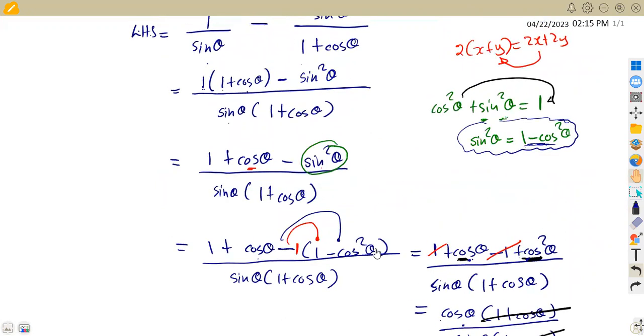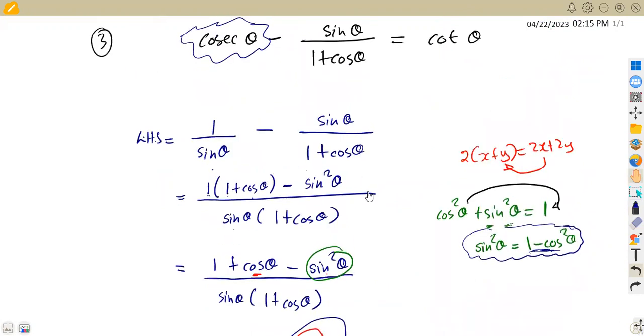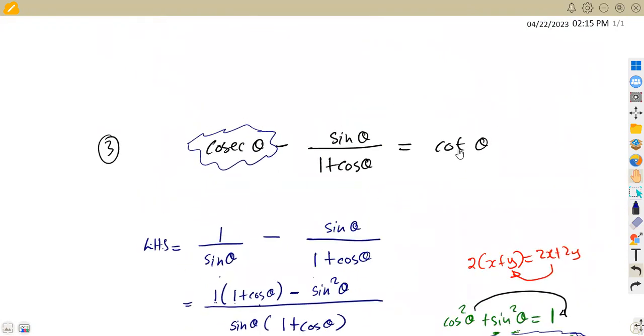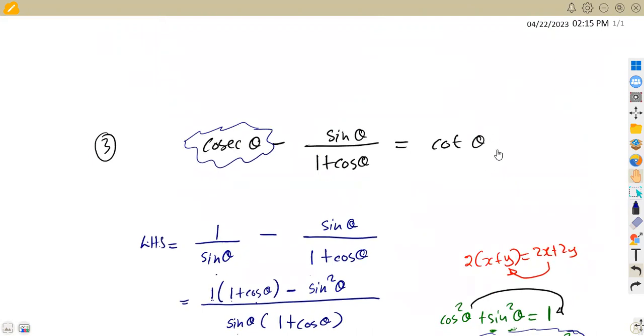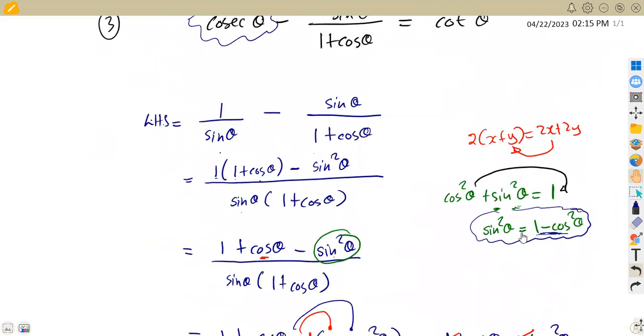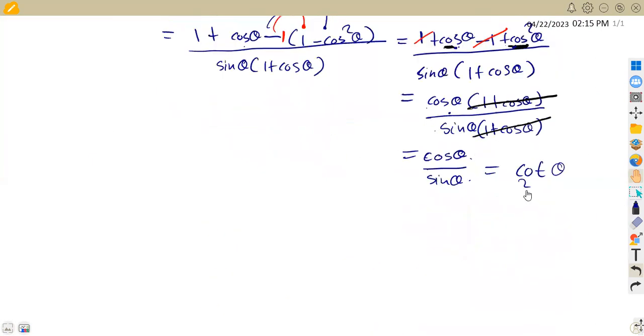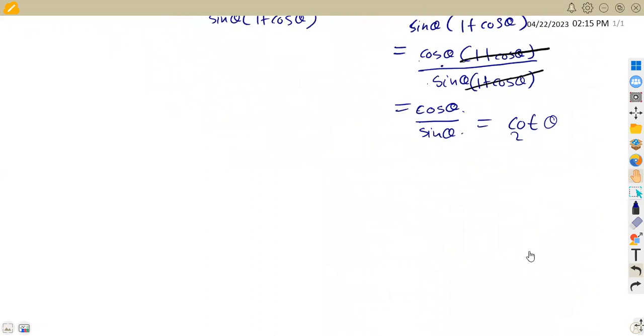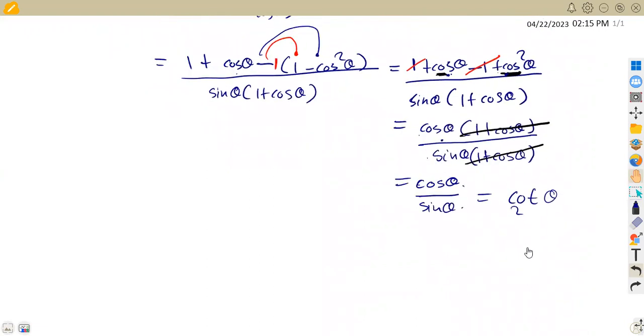So this is what we are given. Is it the same as what we are given on the right hand side? This is exactly the same. That is cot theta in this case. So this is our simplification. That is how we can prove any identity that you're given.